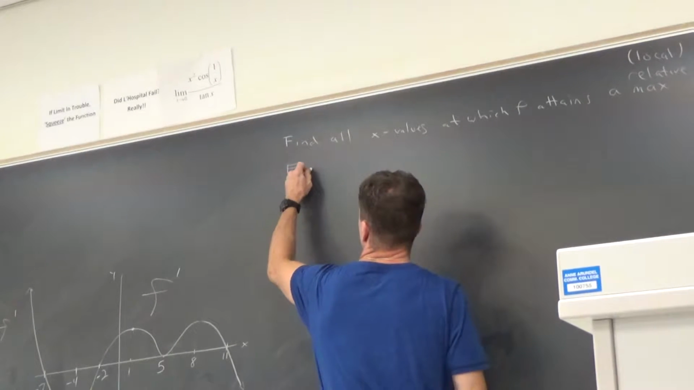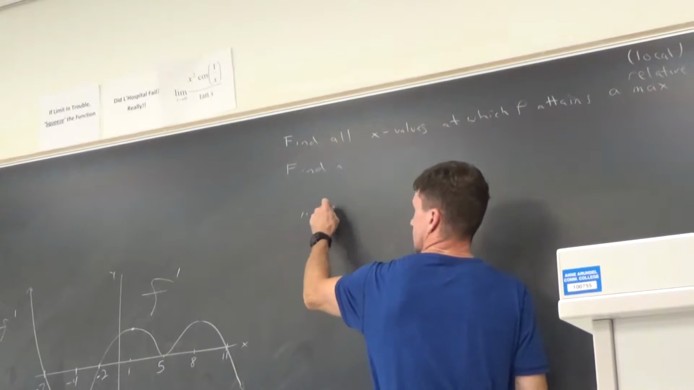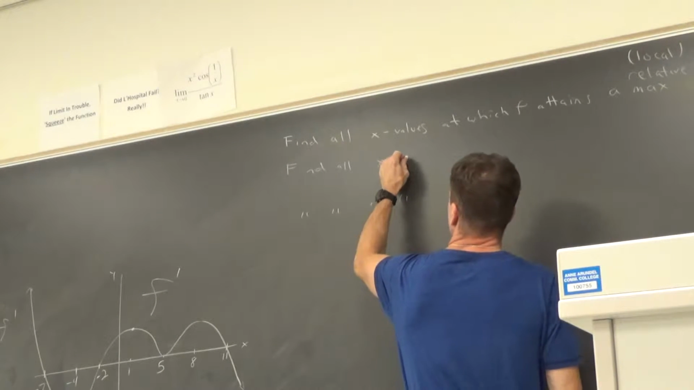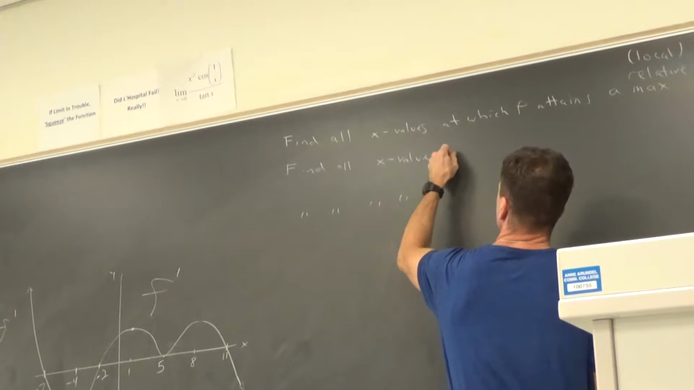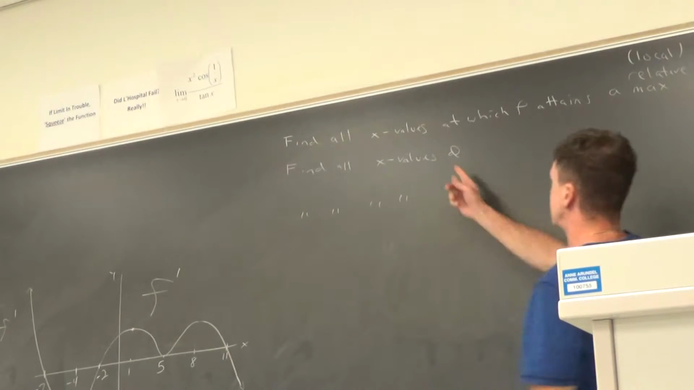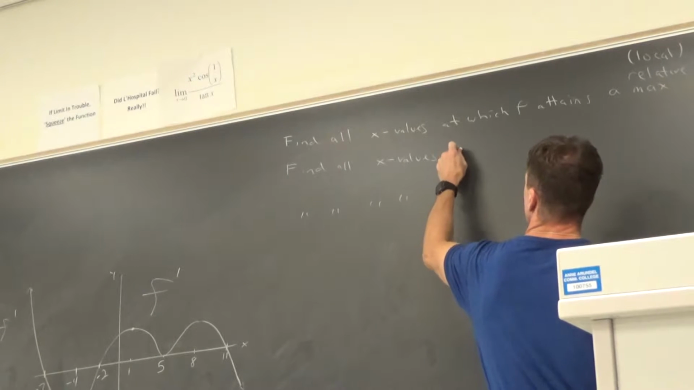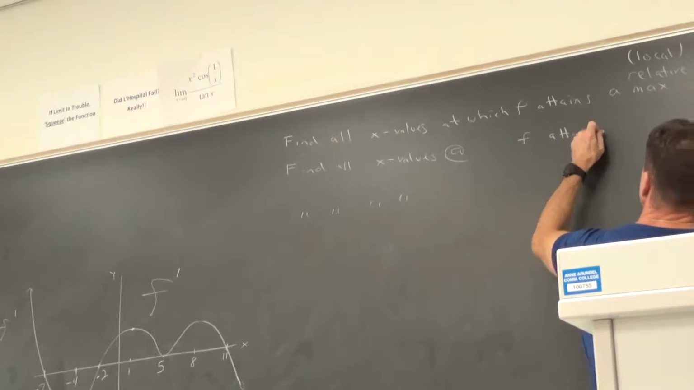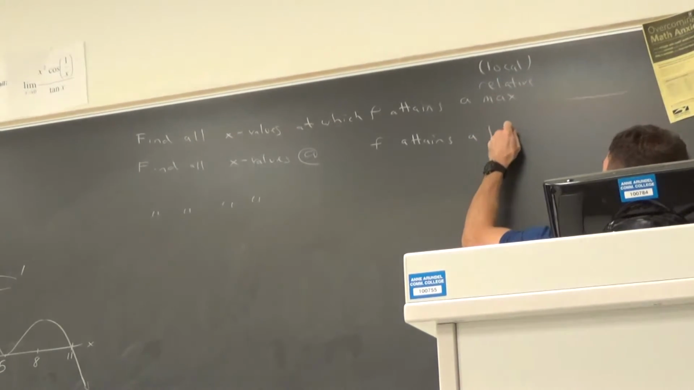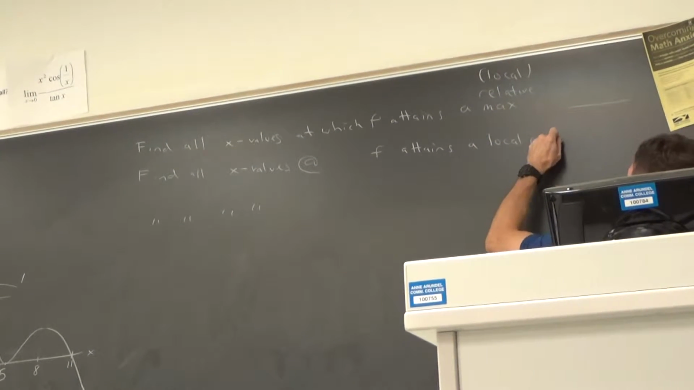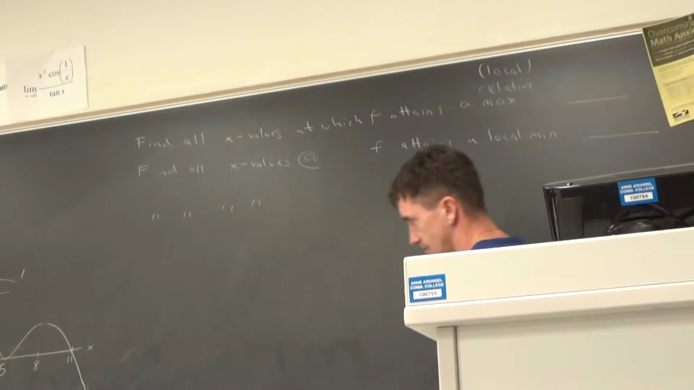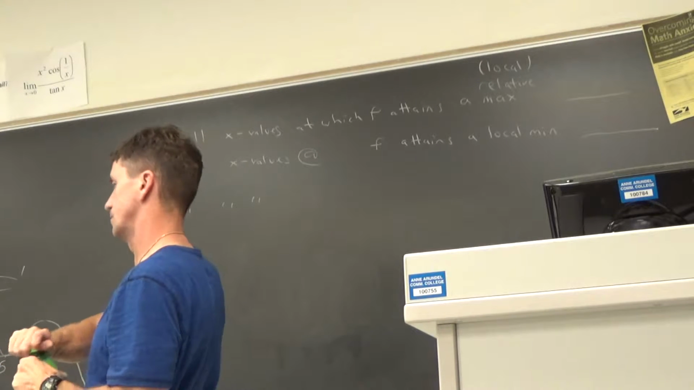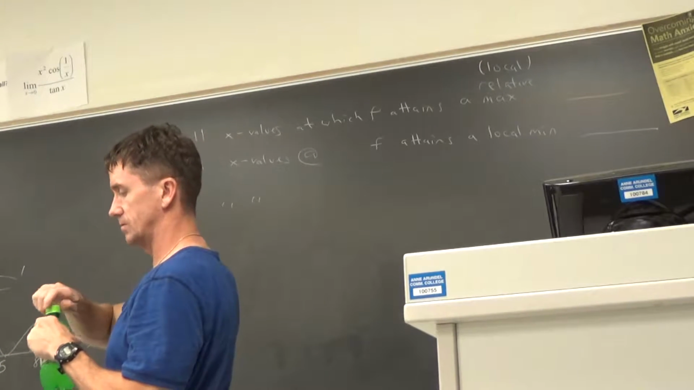If you don't feel like copying all these words, feel free to do the little shortcut, because I'm going to say the same thing, but right afterwards I'm going to say minimum, okay? At, if you like to use the at symbol, at which f attains a relative or local minimum. It could be more than one.